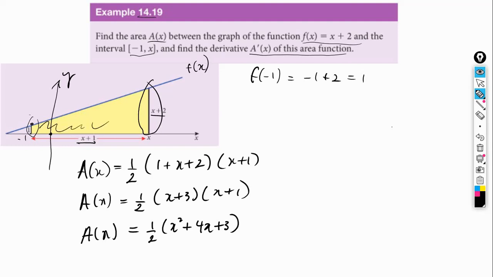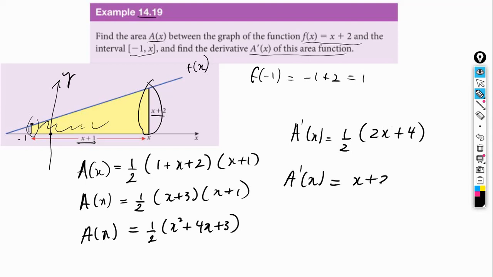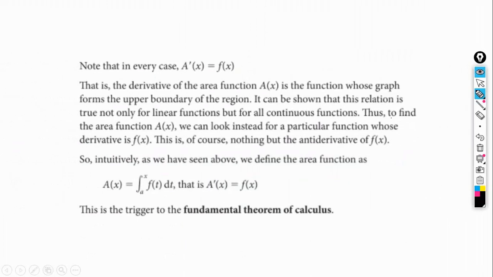Then if we want to find the derivative, notice that it's simply going to be equal to 1/2 times (2x plus 4), and this is going to be x plus 2. So again, we're going to get f of x when we do the derivative of the area function. So notice that in all the three examples we did previously, we had the case that the derivative of the area is equal to f of x.